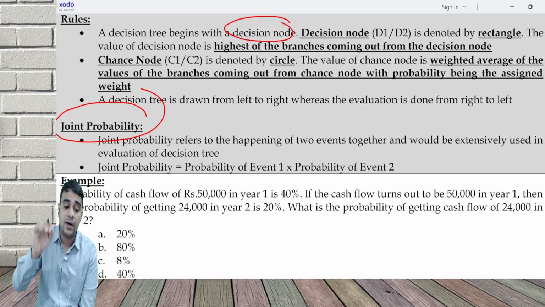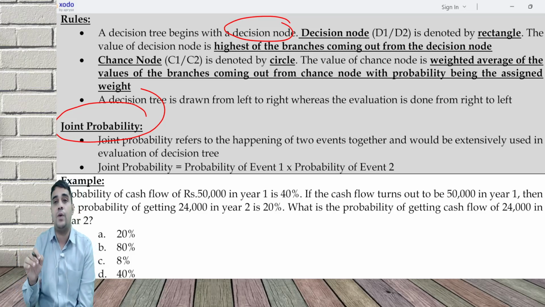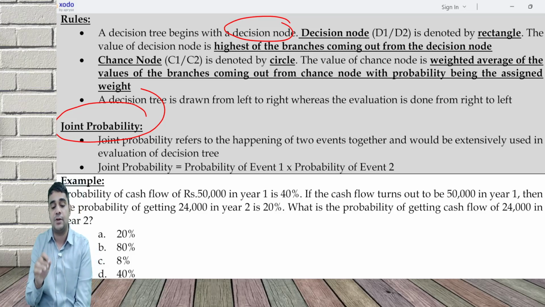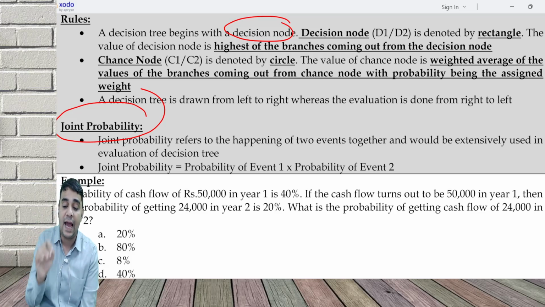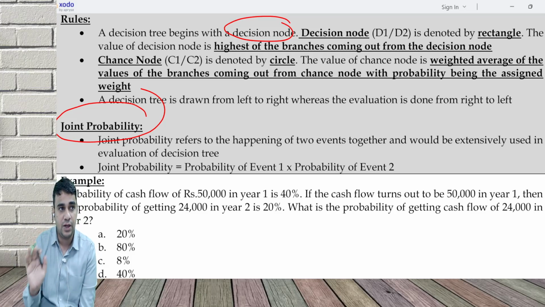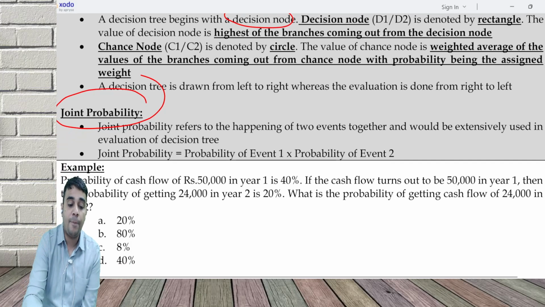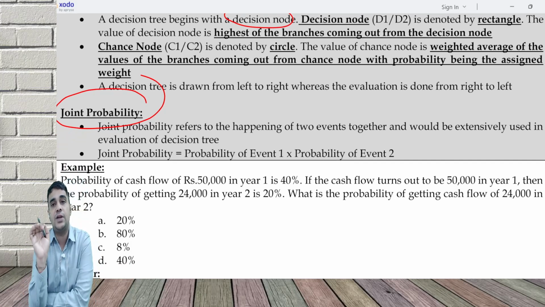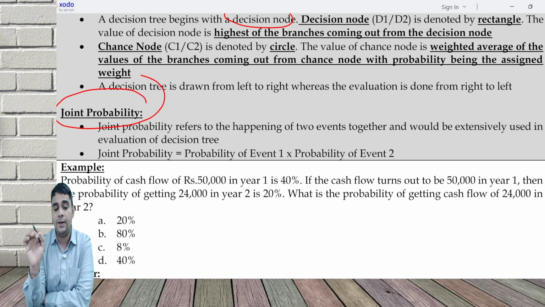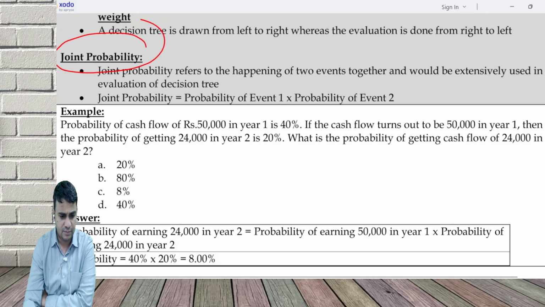If the cash flow turns out to be 50,000 in year 1, then probability of getting 24,000 in year 2 is 20%. What is the probability of getting cash flow of 24,000 in year 2? Let's understand this properly. Probability of getting cash flow of 50,000 in year 1 is 40%. If the cash flow turns out to be 50,000 in year 1, then the probability of getting 24,000 in year 2 is 20%.